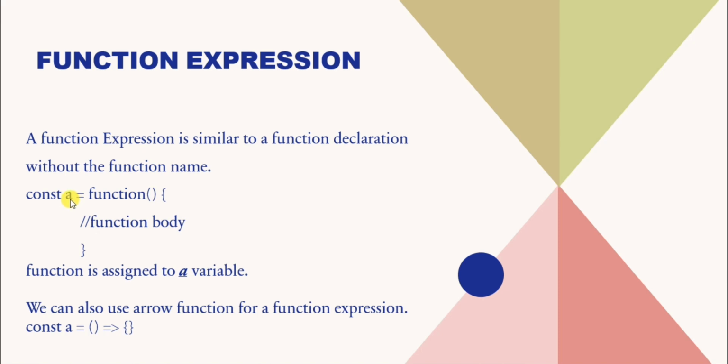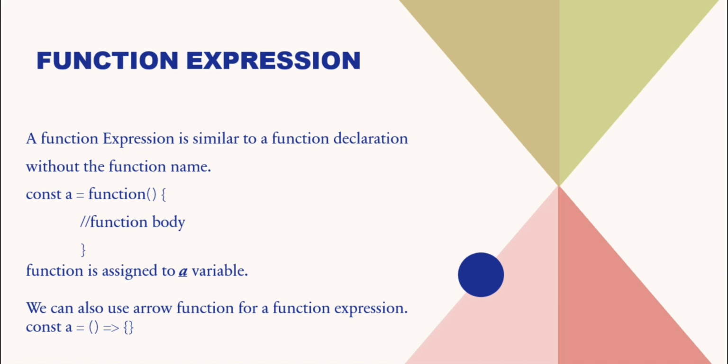Here a is a variable. So this function is assigned to a variable a. Then it is known as function expression. We can also use an arrow function for a function expression just like this. Let's see an example in Visual Studio Code for function declaration and function expression.